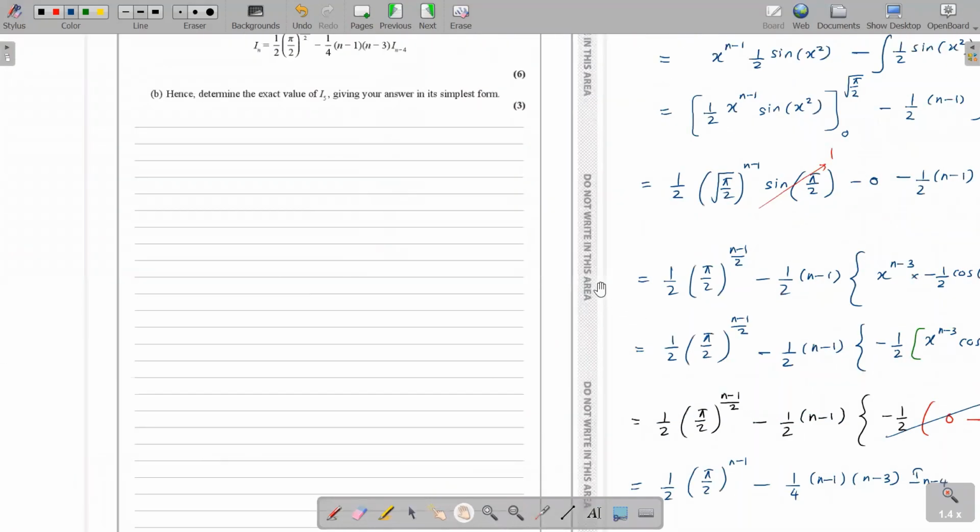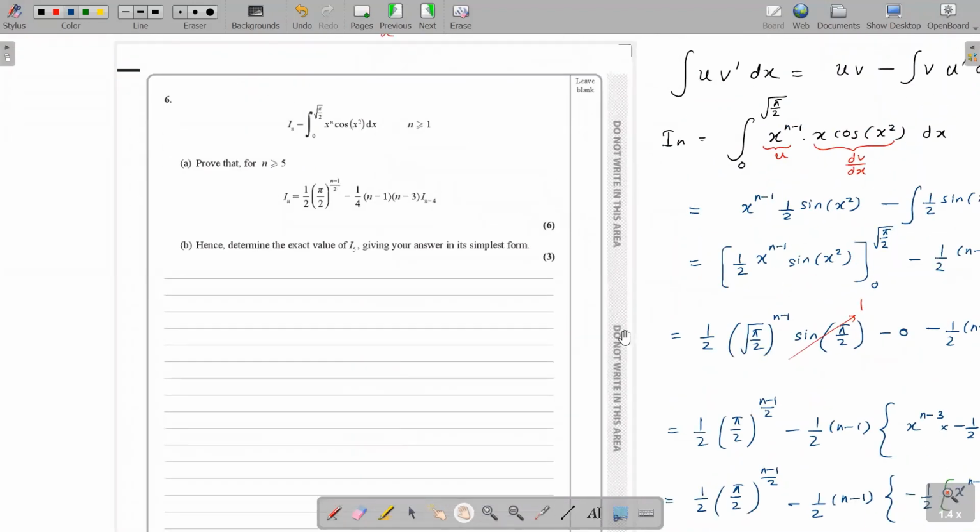Okay. So moving on to part B: hence determine the exact value of I5, giving your answer in its simplest form. So let's get the value of I5. You go to the equation, replace n with 5. So I5 equals half pi over 2 to the power 5 minus 1, which is 4. 4 divided by 2 is 2. Are you with me? Minus 1 over 4, times 5 minus 1 is 4, 5 minus 3 is 2, into I5 minus 4, which is I1. So as you can see, now we need the I1 value.